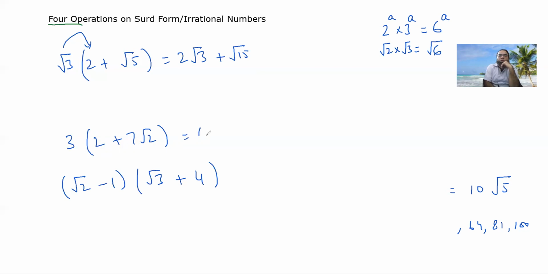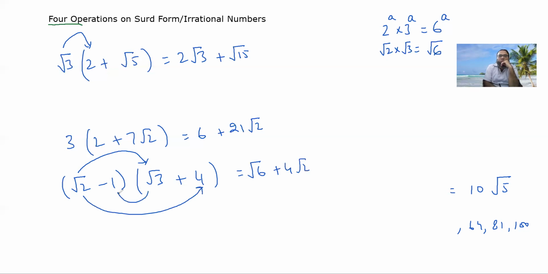Look at this. 3 into 2 is 6, and then 3 into 7, that is going to be 21√2. So look at this one. √2 into √3 is going to give you √6. √2 into 4 will give you 4√2. This into this will give you minus √3. And this into this will give you minus 4. And you see there is no more simplification over here.